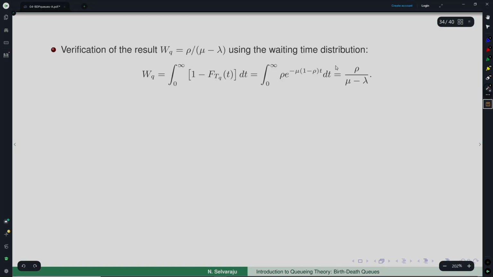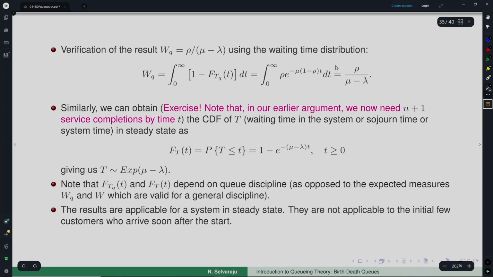So that is where the power or the utility of Little's law comes in. This quantity you can obtain directly without obtaining the distribution. Similarly, by the exact same process, we can obtain the CDF of capital T, which is the waiting time in the system, or sojourn time or system time, whereas TQ is called waiting time in queue, or delay time, or queue time. For T, it is waiting time in the system or system time or sojourn time.